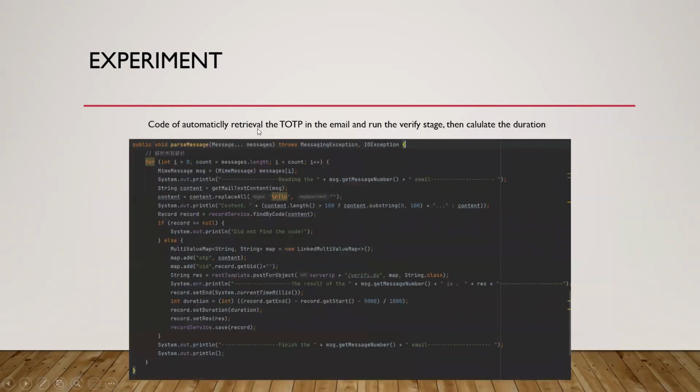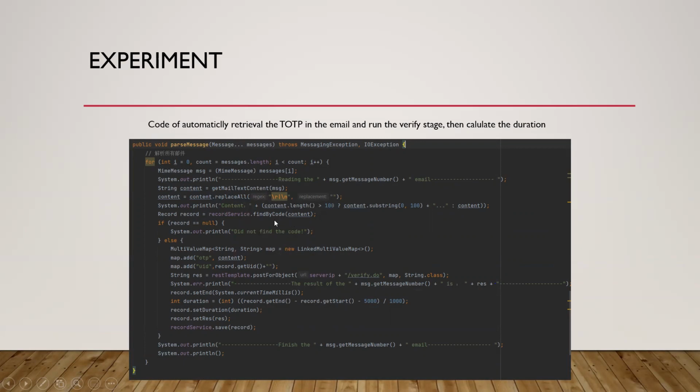And here is the main function that automatically retrieves the TOTPs in the email and runs the verify stage, and then calculates the response time. Here is to get the message from the email. Because we only send the code to the users, the content here is the dynamic code, and we replace the space here.